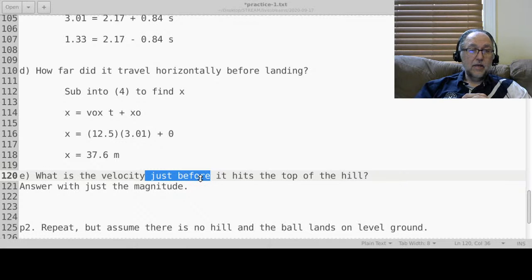Even if I were to say, what's the velocity at the top of the hill, or when it hits the top of the hill, you really should ask the question. You should change it in your mind to just before it hits and then solve that way.